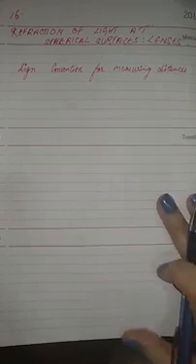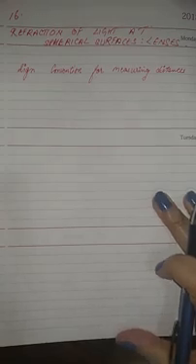Hello students, welcome back. In the previous class we studied electromagnetic waves, that is chapter number 13. In today's class we will be starting with optics. According to the new syllabus, chapters number 14 and 15 have been removed, so we are directly moving to chapter number 16, that is refraction of light at spherical surfaces.